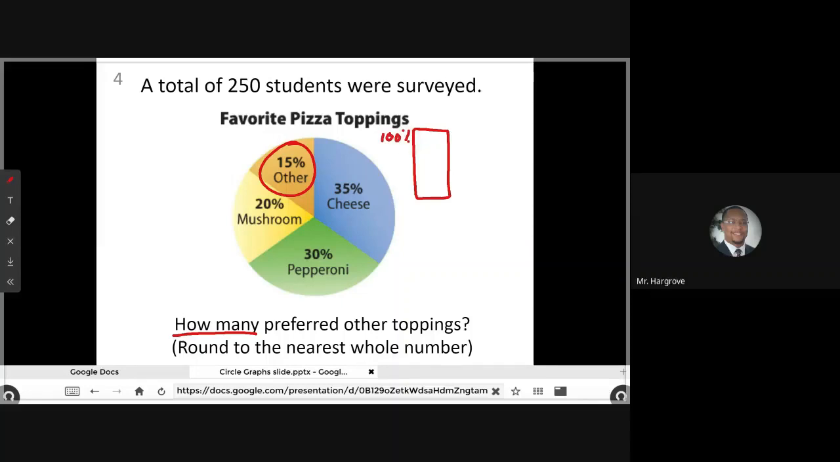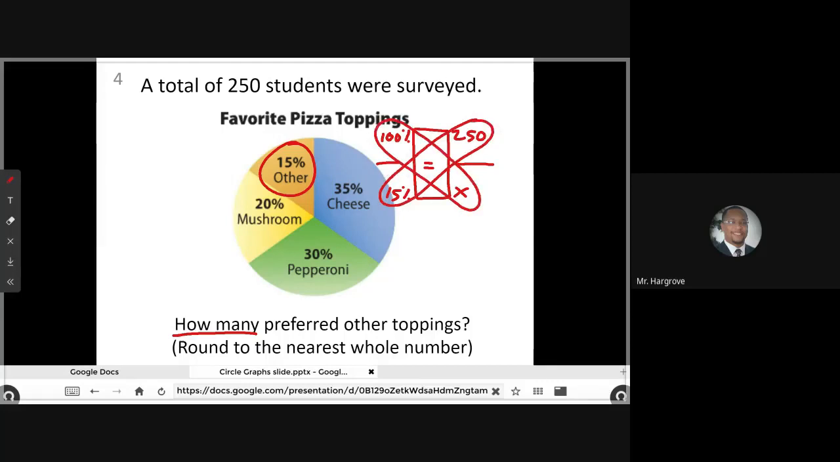So 100% is going to go right here, and I'm going to put 250 right across from it, because that represents the whole number of students that were surveyed. We'll put this 15% here, and remember, we always want our percents on the same side. It's very important. And I'm going to put my X right here, because I do not know the exact number that 15% represents, but I can figure it out by cross multiplying and solving for X.